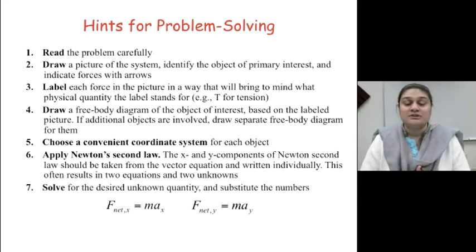Choose a convenient coordinate system for each object under consideration. Apply Newton's second law. Take the x and the y components of Newton's second law independently. Solve the desired equation and substitute numbers. Remember, F net in the x direction is equal to ma_x, and F net in the y direction is equal to ma_y.